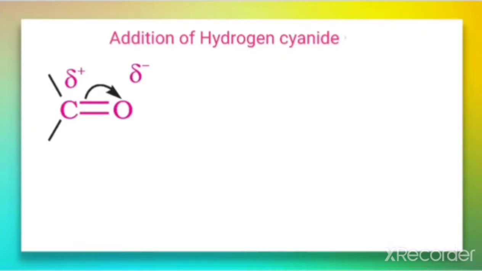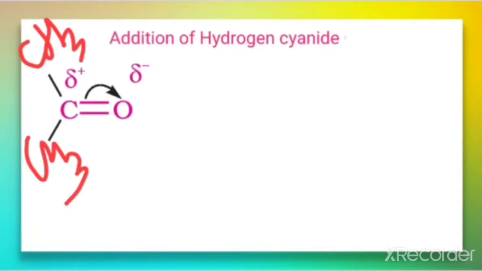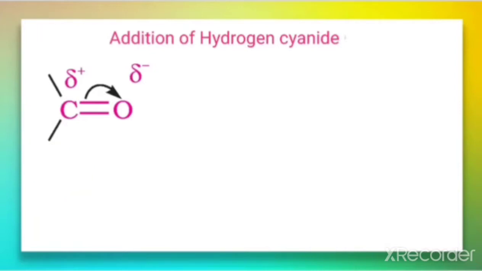If it is an aldehyde, you have to keep one R here and one H here. If we are doing the reaction for a ketone, we have to keep one R here and one R here. If we are doing the reaction for acetone, we need to keep one CH3 here and one CH3 here. If you are doing the reaction for acetaldehyde, you can keep one CH3 here and one H here. Depending upon the aldehyde or ketone, you can frame the product. So we'll do the general equation in this way.